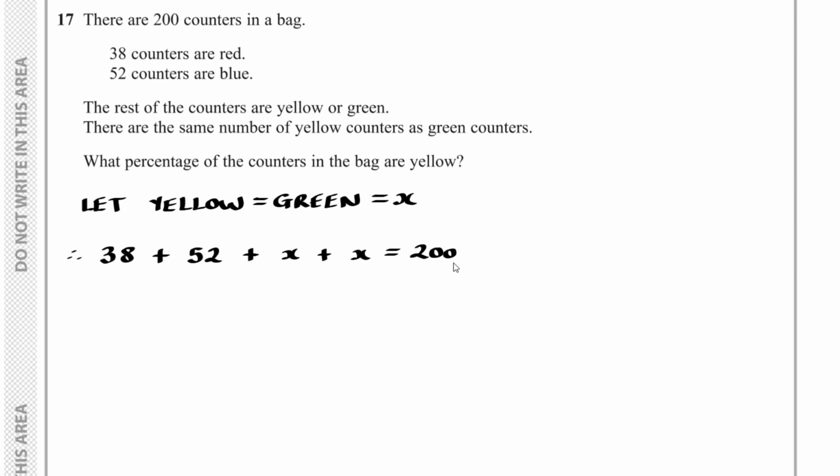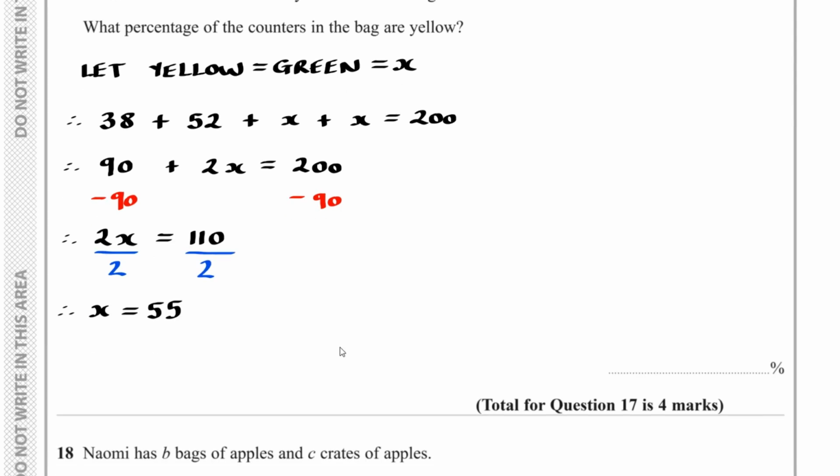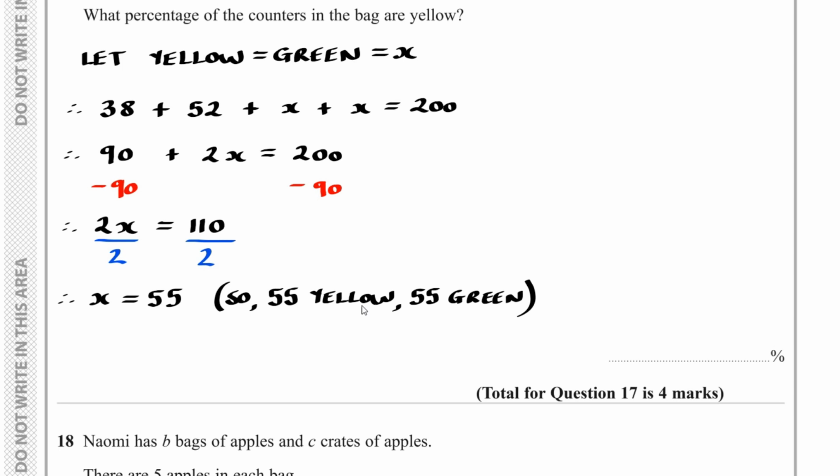This is all equal to 200. And if we simplify this, we get 90 plus 2x equals 200. If I now subtract 90 from both sides, then I have 2x equals 110, which means if I divide both sides by 2, x is 55, meaning there's 55 yellow, 55 green.